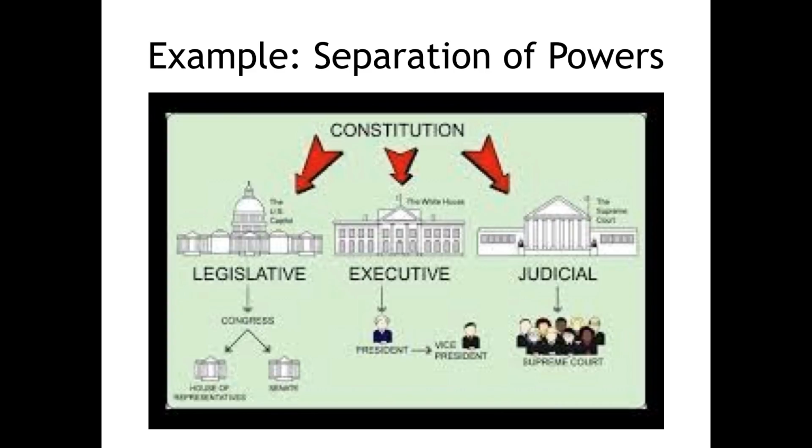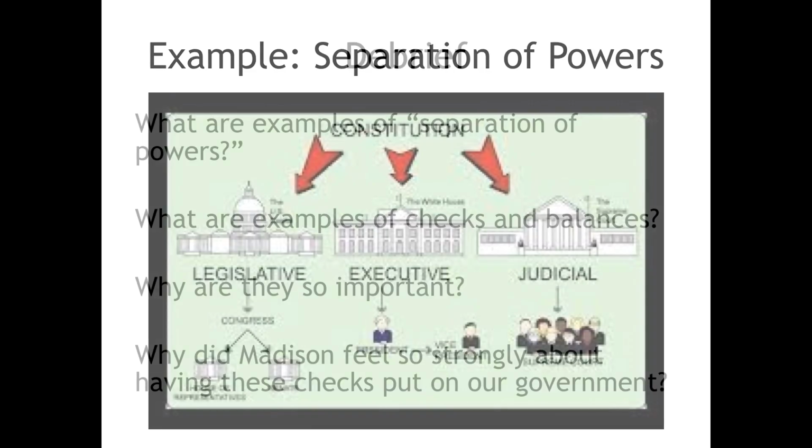The executive branch is the president, the vice president. The judicial branch, of course, is the Supreme Court. All of them have varying and very different powers that they use in order to counteract the actions of the other two when they feel that those actions have a reason to occur.